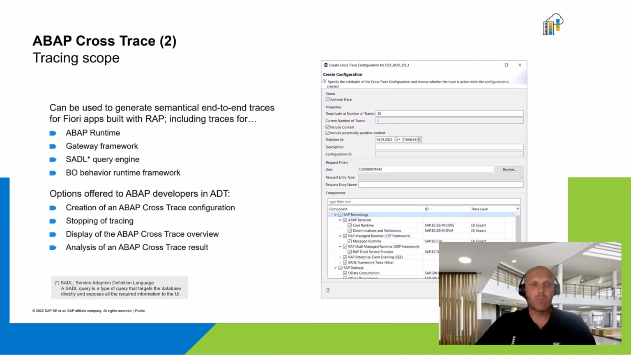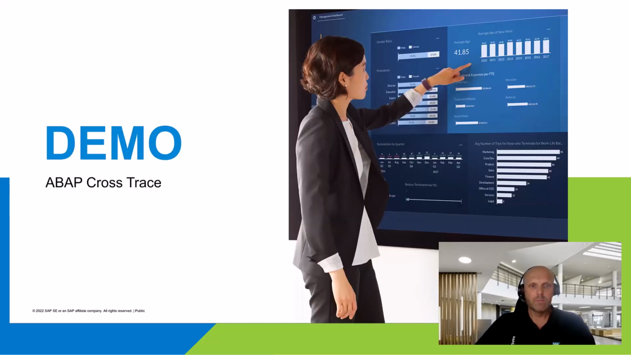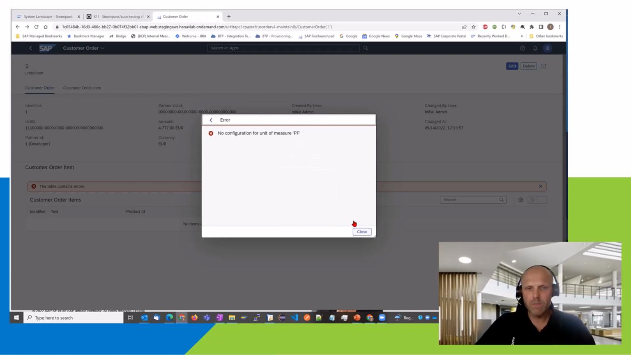For completeness, I put in here some information about the scope of the tracing tool, screenshots, how that looked like, so that you can enable dedicated so-called sub-technologies like the SADL layer, the gateway layer, the behavior definition layer of all the different frameworks that are interacting within the RAP application, in the implementation. Okay. Then I think more important is the demo. So let's go back to my application.